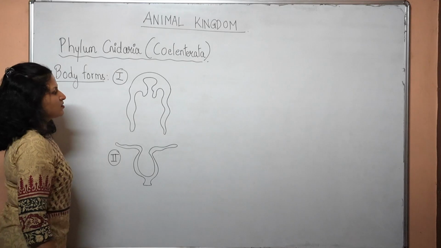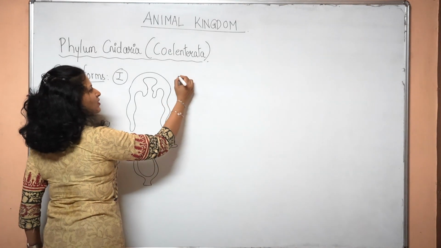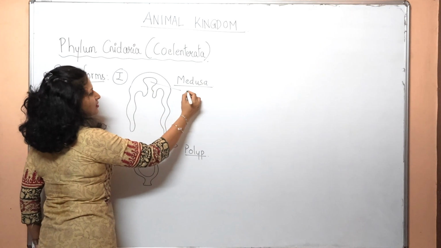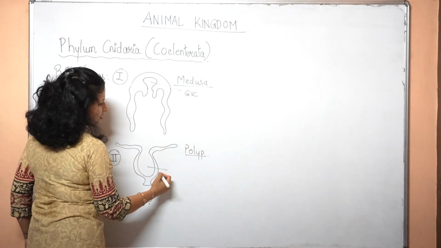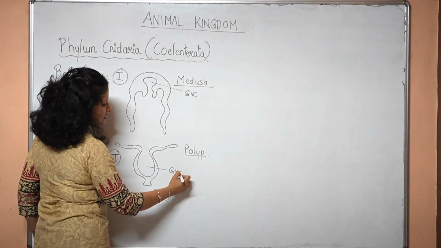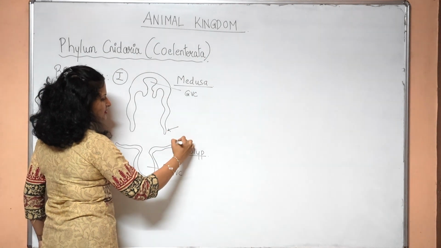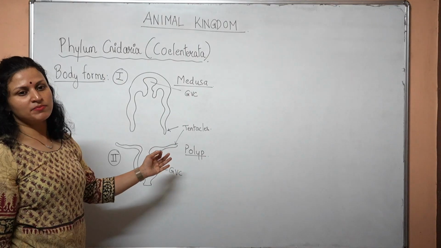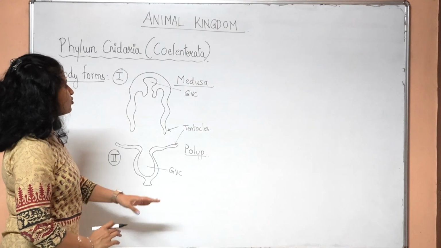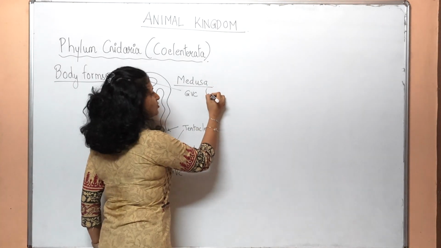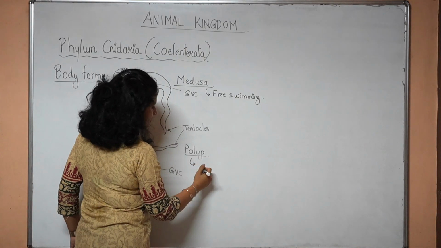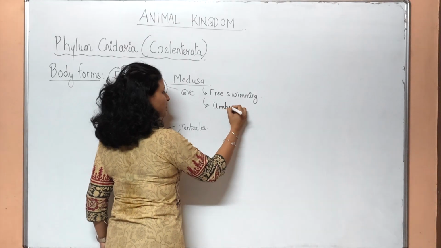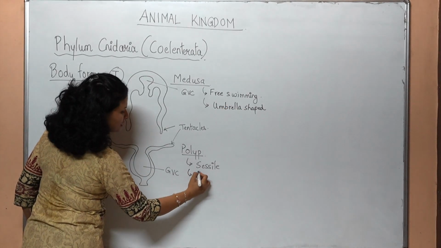Body forms. So these are the two body forms. This one is called the medusa form and this is called the polyp form. This is the gastrovascular cavity. Over here in polyp form, this is the gastrovascular cavity, and these are the tentacles. A characteristic feature of the cnidarians is the presence of the tentacles bearing the cnidoblasts that you know. So the medusa is the free swimming form, and the polyp is the sessile form. The medusa form is umbrella shaped, as you can see, and the polyp form is cylindrical.